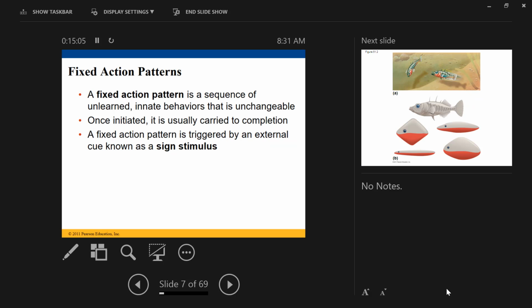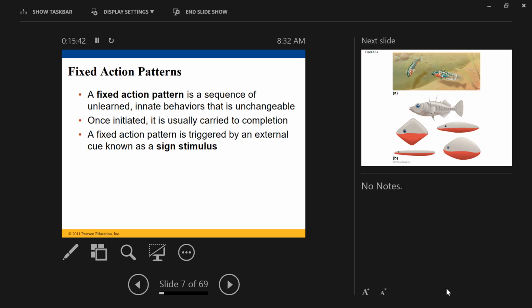Okay. So this is a slide where it's got some key concepts. These are probably new terms for you. A fixed action pattern is probably a term that you've not seen before. And so a fixed action pattern is just another way of thinking about this. It's something the organism does almost robotically, right? Notice the key here, it's a sequence of unlearned, innate, meaning it's just natural to the organism, behavior that is unchangeable.